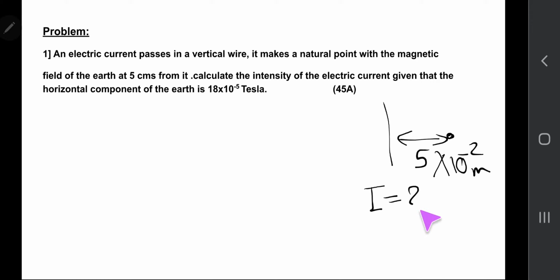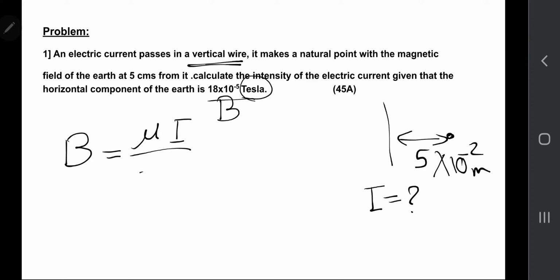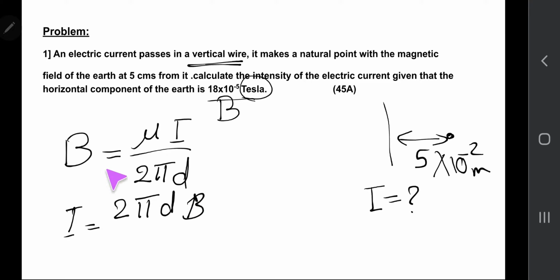I need the electric current intensity, given that the horizontal component of the earth's field is B, with the unit of Tesla. So this is a straight wire, or vertical wire, so B equals mu I over 2 pi D. But I need I, so I equals 2 pi D B. Multiply the two terms to obtain mu I. Okay? Divide by mu.